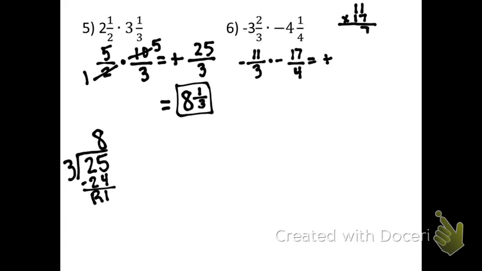7 times 1 is 7. 7 times 1 is 7. Bring down the 0. 1 times 1 is 1. 1 times 1 is 1. Add them together, you get 7, 8, 1. It's 187. So I'm actually going to erase this, but I know it's 187, so put that right here.